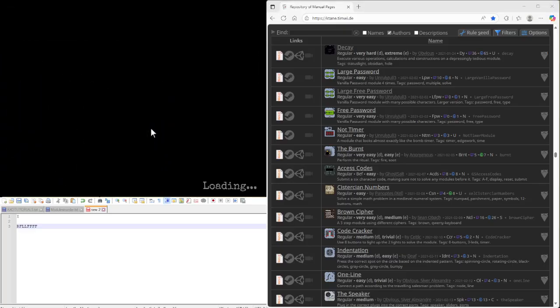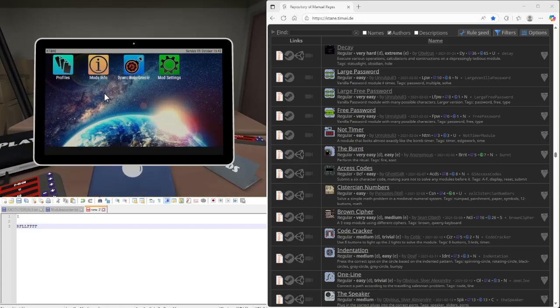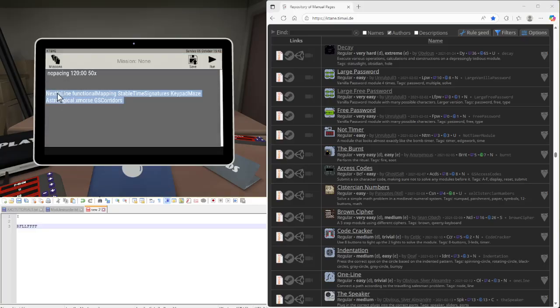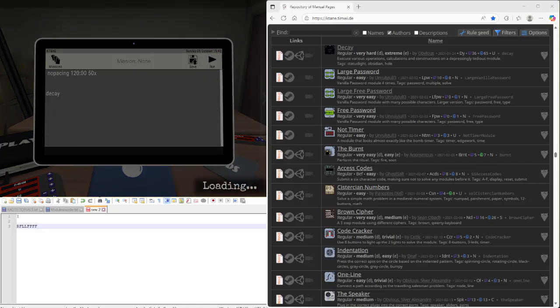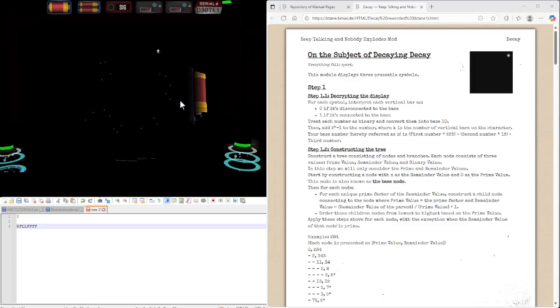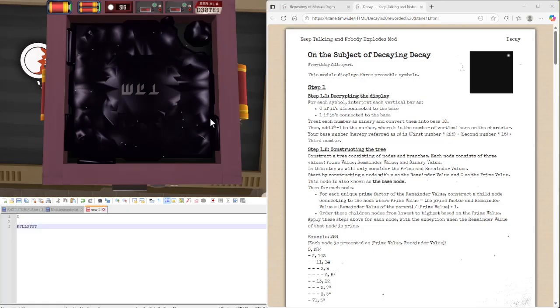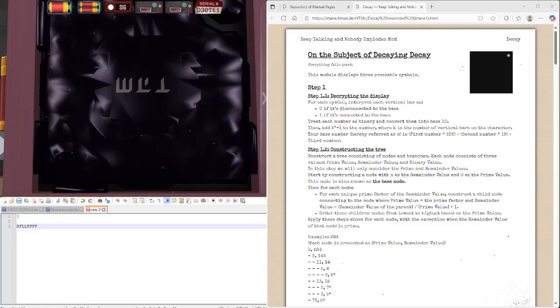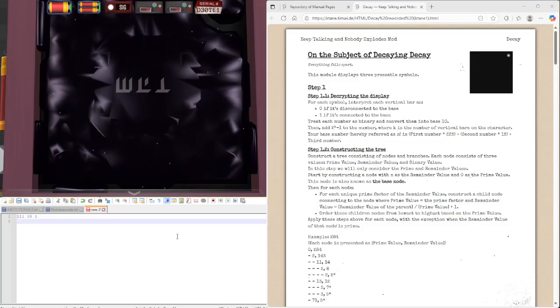Now time for the scary one. Okay. I'm going to be using the reworded manual for this one. You simply take the bar as 0 if it's disconnected and 1 if connected to the base. Each edge is binary movement of base 10, so that would be 7, 2, 1. Add 2^k minus 1 to the number, where k is the number of vertical bars on each character. It's 2 to 3.